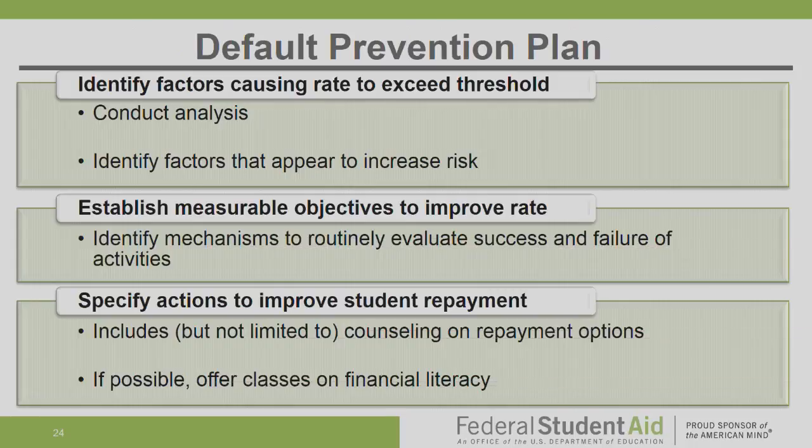So what do we look for in your plan? The first thing that we want to identify are, what are the factors that are causing your rate to exceed the threshold? So Eric talked a great deal about the data that you can get within NSLDS, and that's going to aid you in being able to conduct your analysis. You're going to be able to identify the factors that increase the risk, and that's going to be through your analysis. You want to set measurable objectives on how you're going to improve that rate, and then specify actions in order to improve that. So you want some measures that are in place.